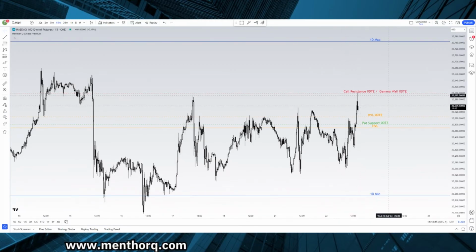It's a call resistance and gamma flip. So this is a merged level, and this is only the second test. I don't know if this is now a good idea to take the breakout here. But of course, it's no financial advice here.